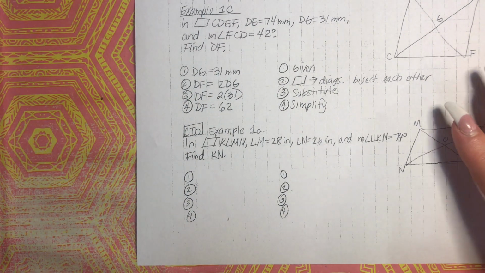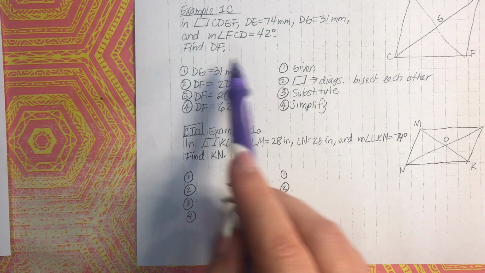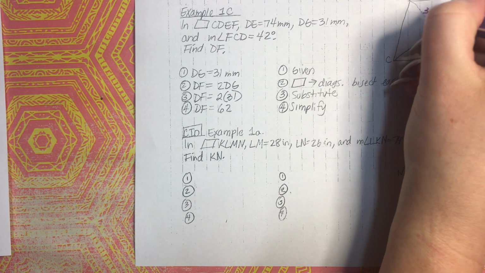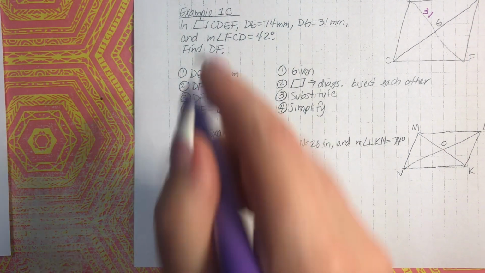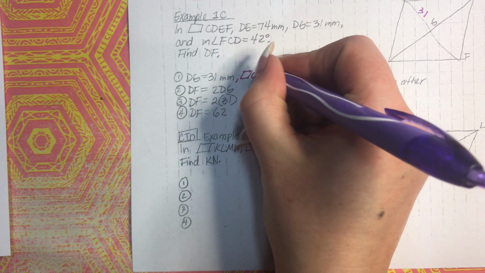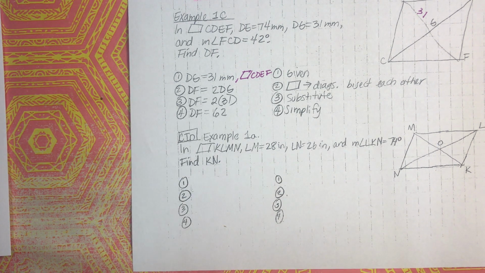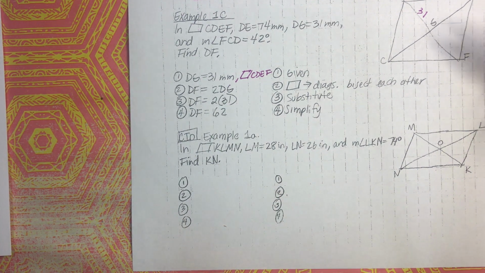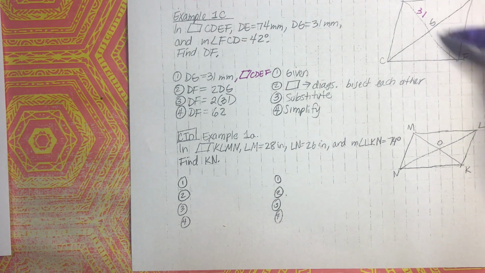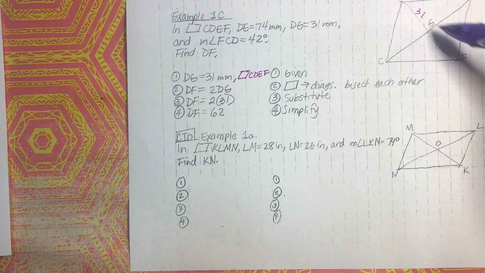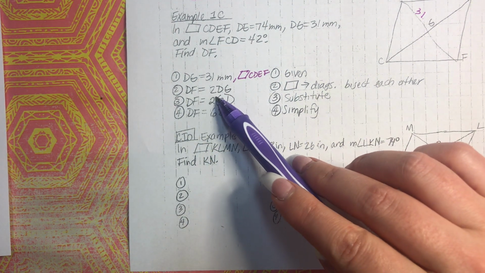So let's go ahead and get started. The first thing we have to do is say the given information. So we're using this DG, right? We're saying that DG is 31, okay? And then we're also going to say that we have a parallelogram. That's super important. Parallelogram CDEF. That is given information. Then we have DF is equal to 2 DGs. So since we know that the diagonals bisect, this and this are both 31, right? So that means the whole thing is 2 DGs. So DF is equal to 2 DG.